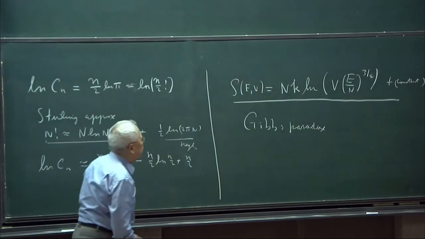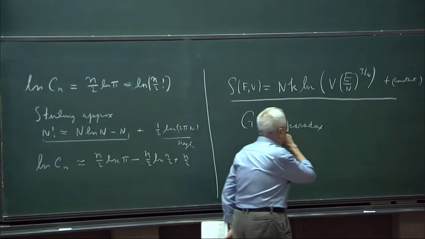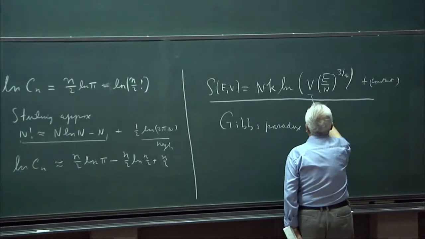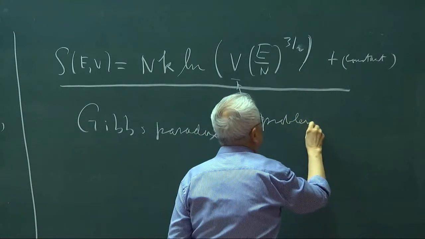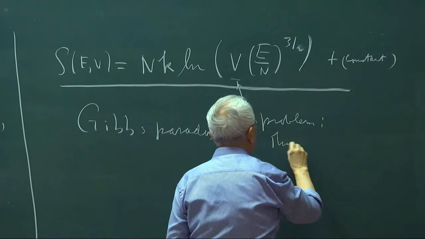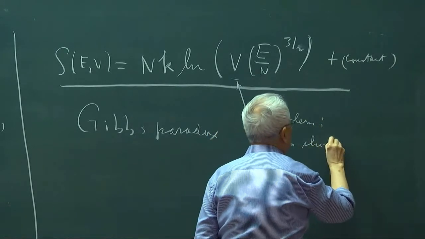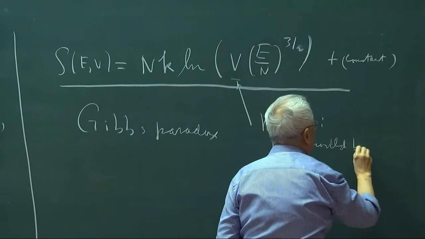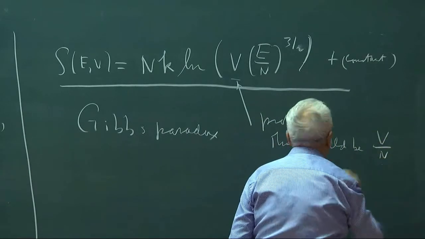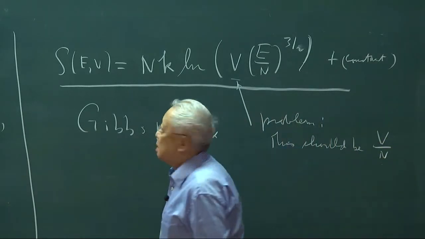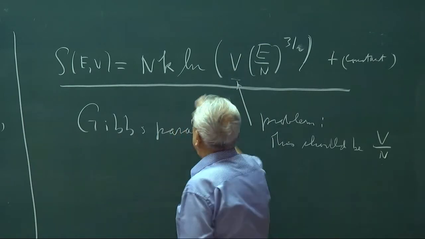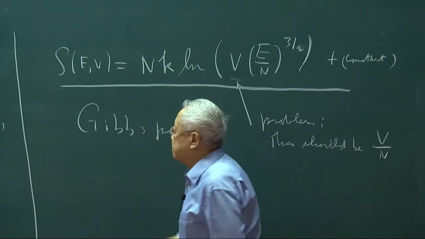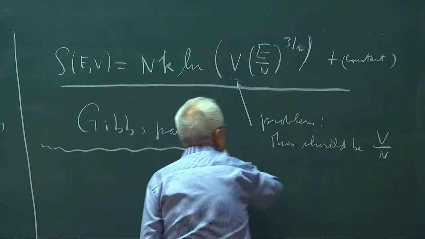Where does this come from? It comes from this term. But there's a problem here. This should be V over N. There's a missing N here. This should be one with a density, but it's V here as we derived it. And without this N, you get a paradox. Let's just review that.